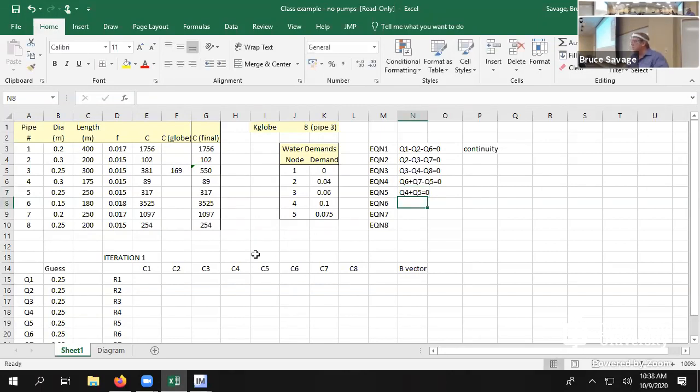Now I've done something wrong to these equations and no one said anything. What have I done wrong? Well, we've got two flows going in and no flow going out. Okay, so what have I missed? Good, the demand. Gotta add the demands, yes.